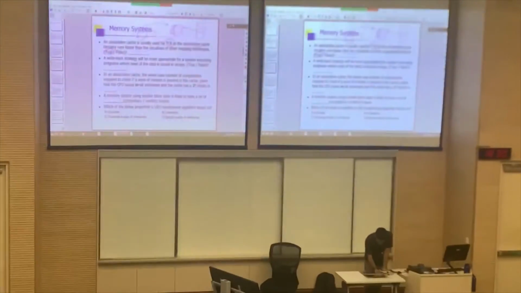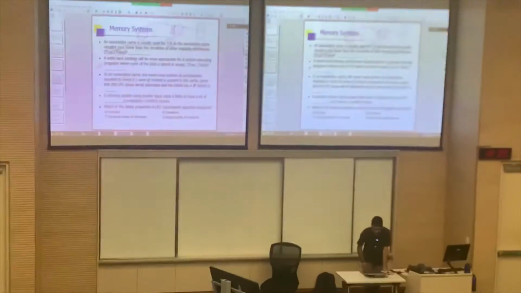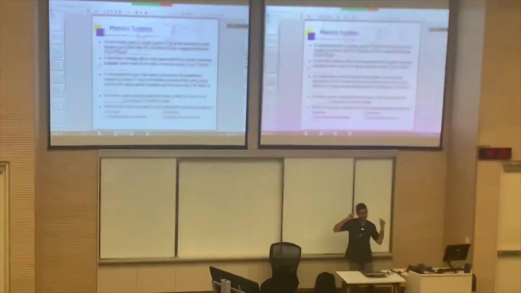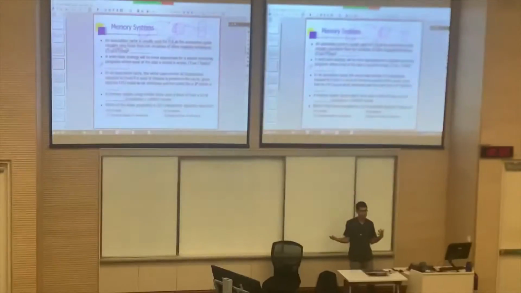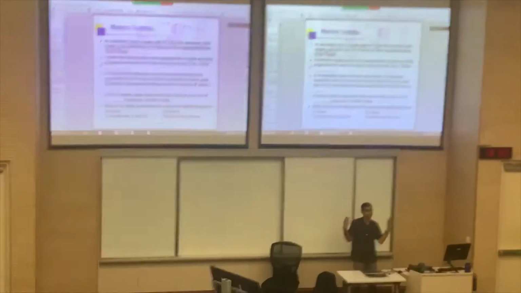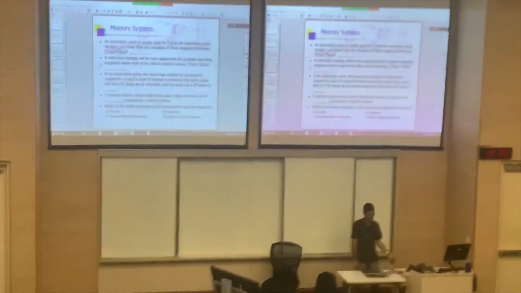Now, so the answer is false. The first part of it is sort of true though. An associative cache is typically used for TLB, but the reason is not because it's faster. In fact, associative cache is not fast, but the reason is because you want to have high hit rates, and the circuitry is not outrageously complicated. The time taken is not too high because the cache is small.